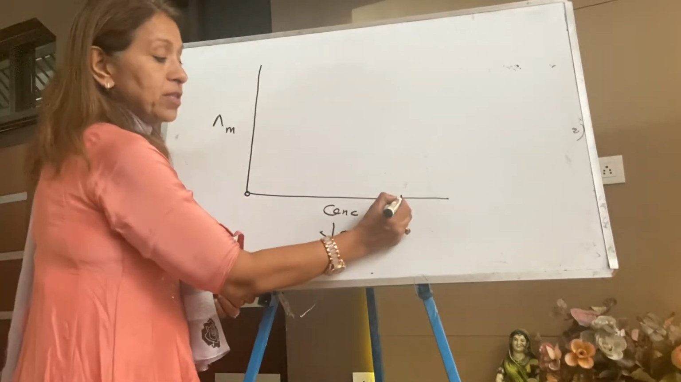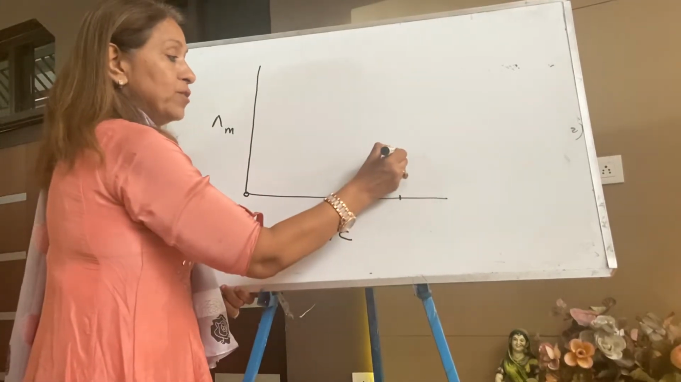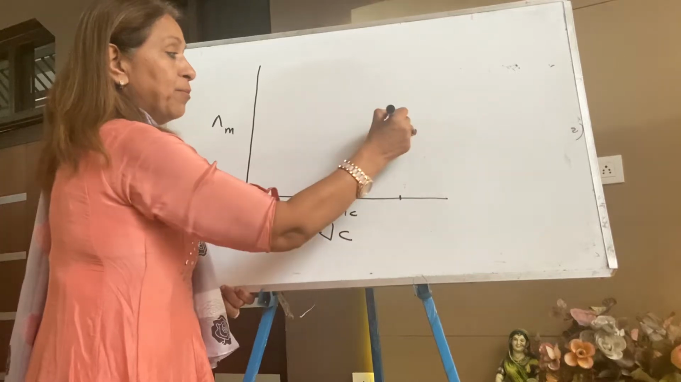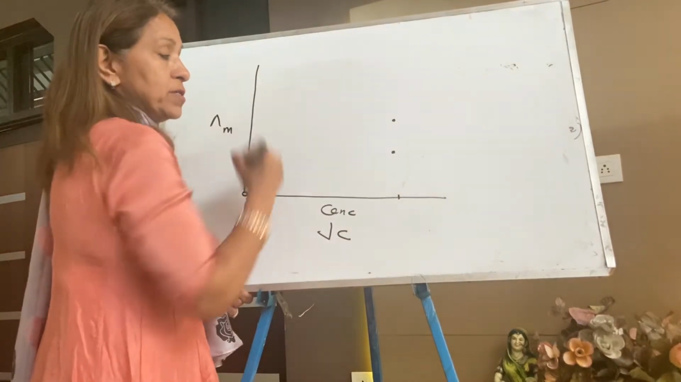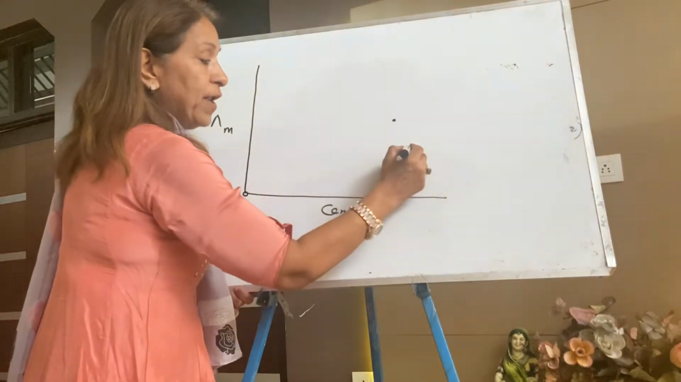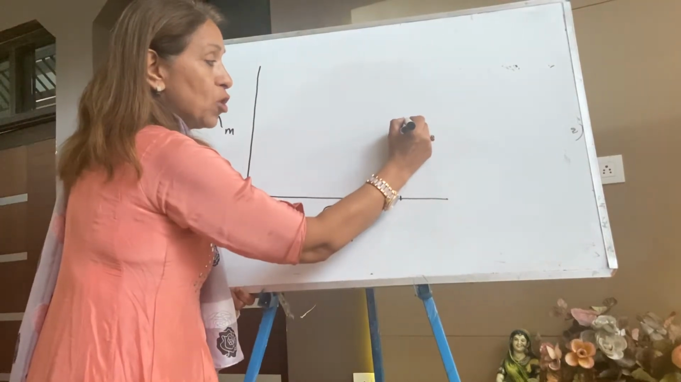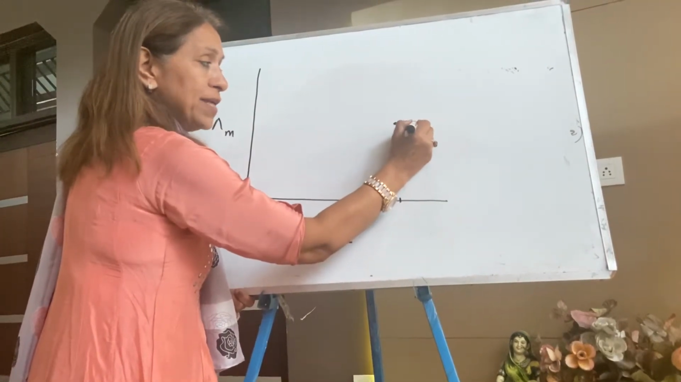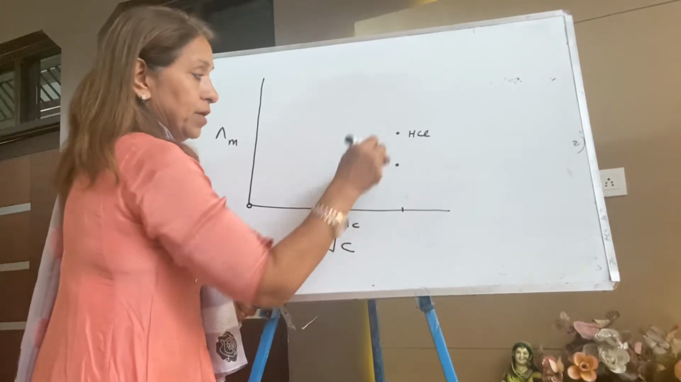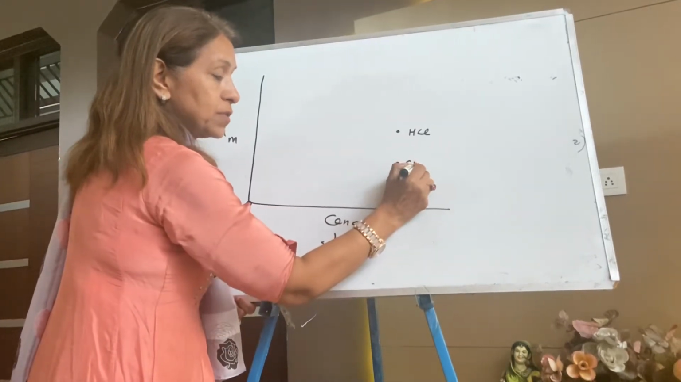Now I am marking this. Here you write 1 and mark 2 points. This one point at the top, I have written, is for HCl. Let it be HCl. And the point down is acetic acid.